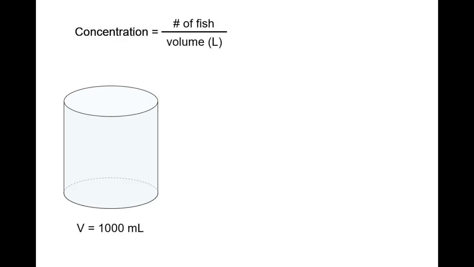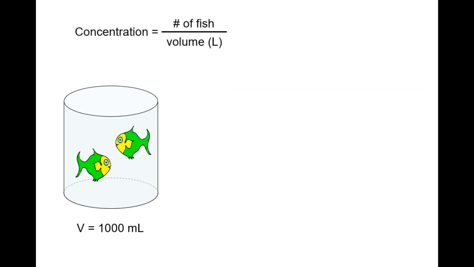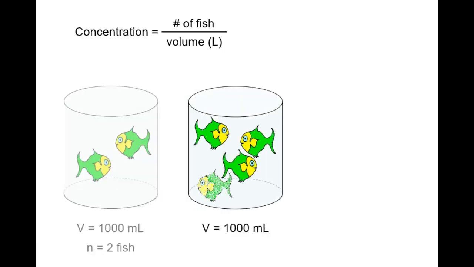But dilution of solutions. Okay, so concentration. We talked about concentration as molarity. So it means the number of moles per volume, or in this case, we're going to look at fish as an example. So we have 1 fish to 1 liter or 1,000 milliliters. If you add a second fish, you still have 1 liter, but now you have 2 fish, or 2 fishers. You add 4 fish, now you have 4 fishers.